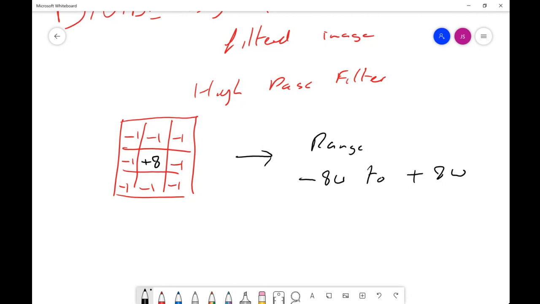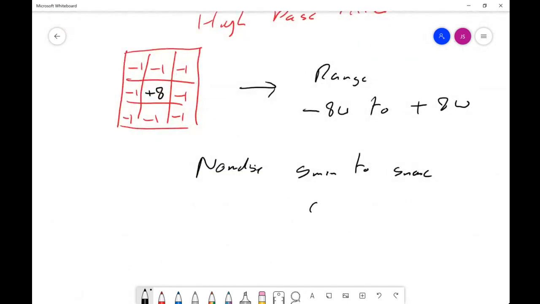So what you actually have to do to display a high pass filtered image is to normalize G-min to G-max, the standard normalization algorithm. So G-min goes to 0 and G-max goes to W. And that will give you a filtered image.